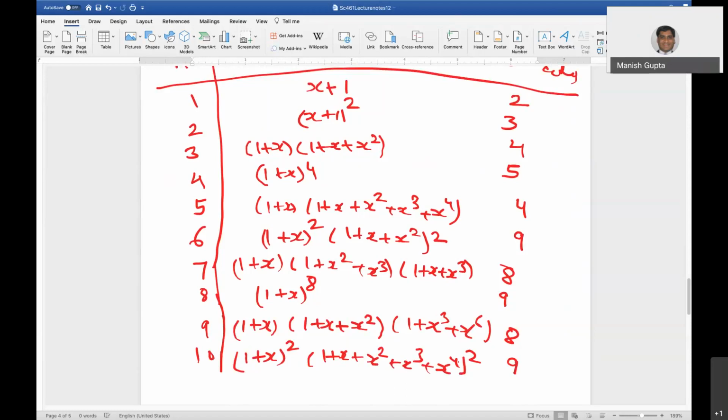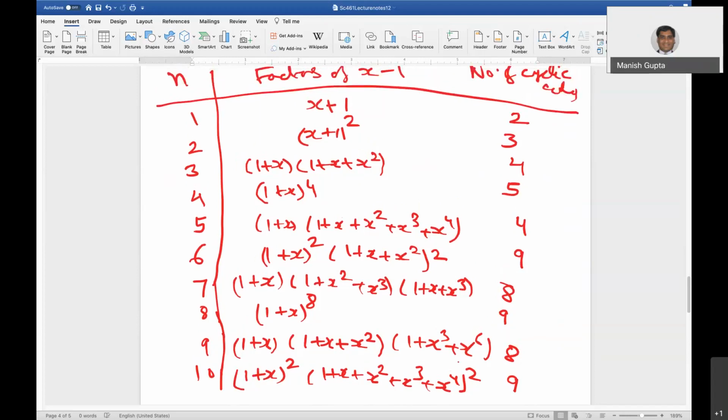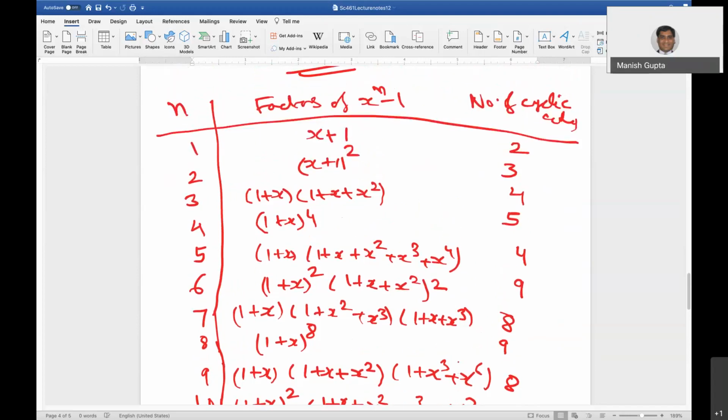Okay, so this is ultimately a way of factorizing everything. So we will learn later in the course how to actually factor these things. How do we get these factors? For example, x raised to power 7 minus 1 is 1 plus x into 1 plus x square plus x cube into 1 plus x cube. How do we get these factors? I will show you with an example later on in the class how to get these factors. But these are the basic things. So basically, once we know these basic things, we know the cyclic code.